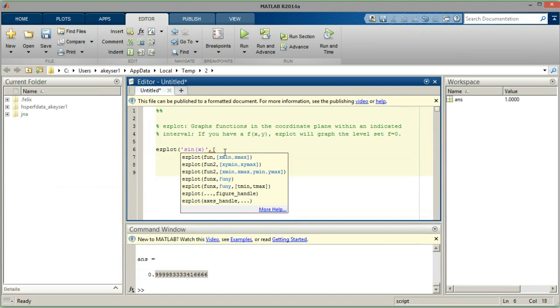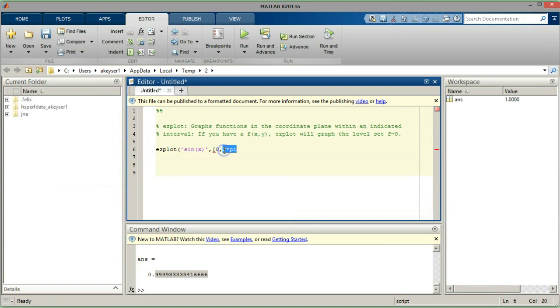Okay, so we have, let's say, 0 to 2 times pi. Okay, and that's another thing. So notice how I put this here. I put 2 times pi.